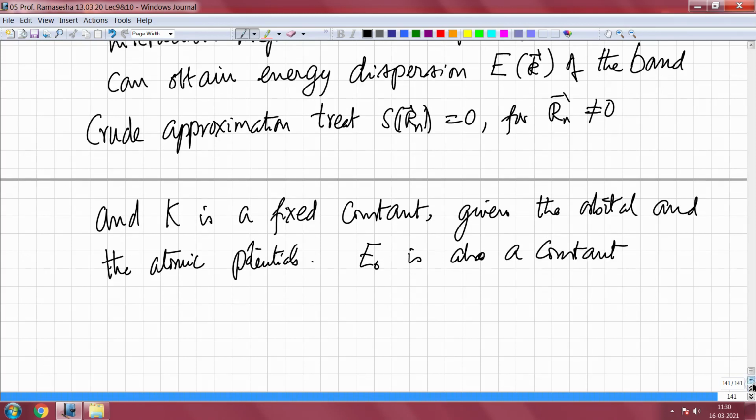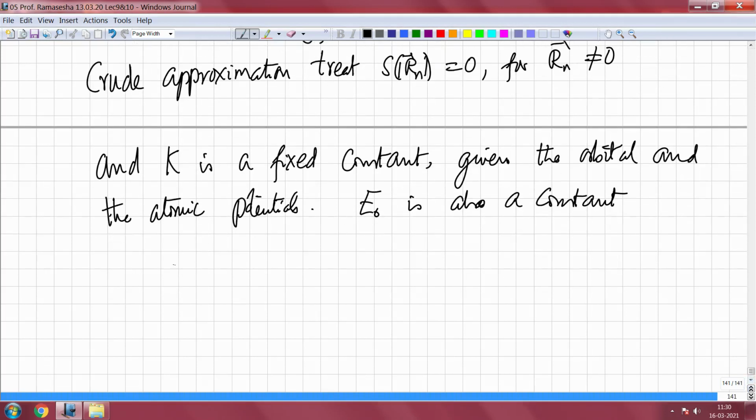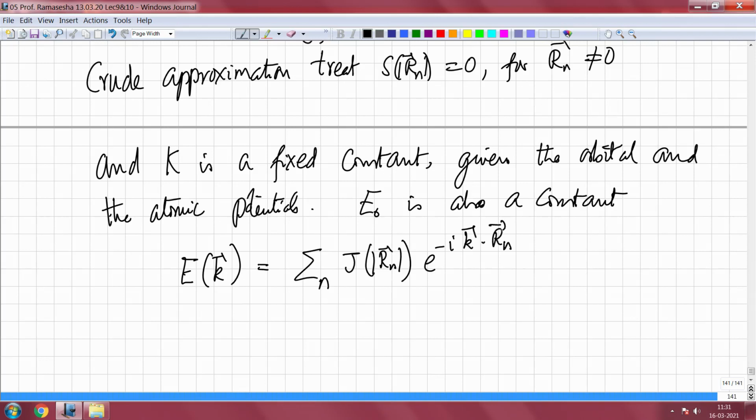After all these simplifications, we can write down the energy dispersion E of k as equal to the sum over n of J of R n times e to the minus i k dot R n. So now we have a very simple expression for the energy dispersion, and let us evaluate this for some simple lattices.